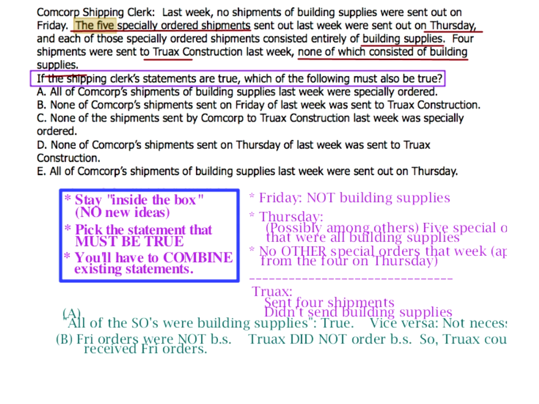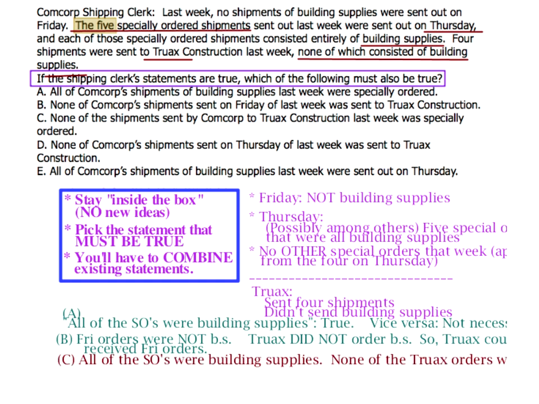So if we aggregate those facts, we do have to put those together. But if you're assembling two statements, that's also a good sign, because remember, as we noticed, you absolutely have to do that. You cannot just restate one of the statements. So all of the special orders were building supplies, but none of the Truax orders were building supplies. So this statement absolutely must be true, because we know that the Truax orders were not the special orders, because none of those were building supplies, the other ones were definitely not.